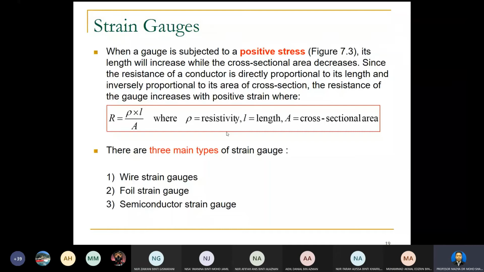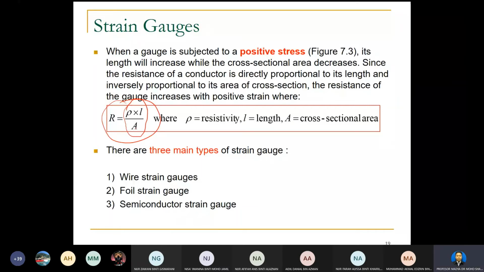So this is the formula to calculate the resistance. Maybe you remember from the previous class, normally the resistor you can measure using the multimeter, but this is the formula to calculate the resistor. The formula is the resistivity rho multiplied by length divided by cross-sectional area.